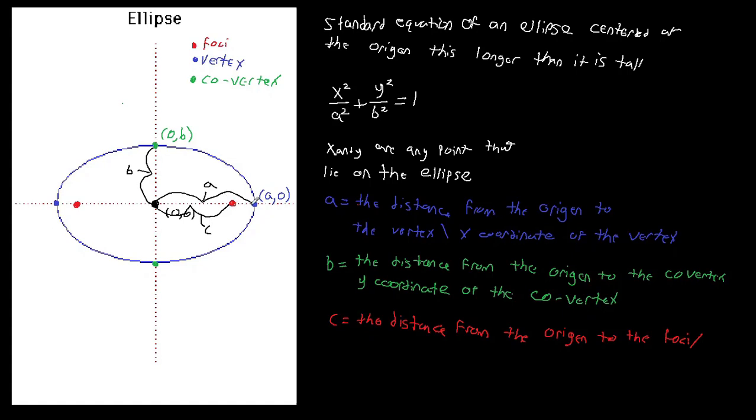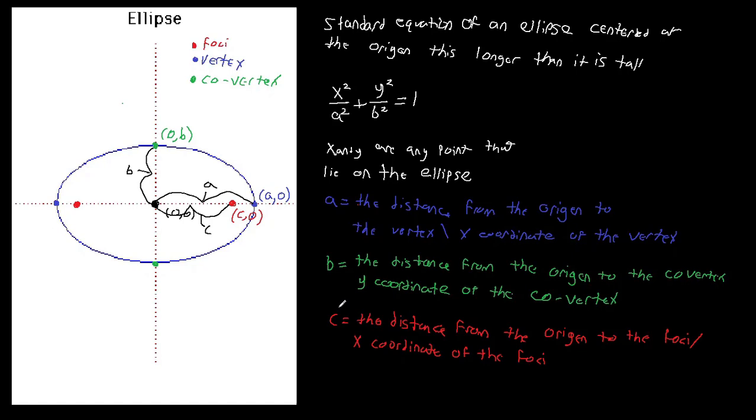Just like with the vertex, foci have to be on the major axis, which for a horizontal ellipse means that they are going to be on the x-axis. So the coordinates of the foci are C, comma 0, which means that C is also the x-coordinate of the foci. All right, so we have an A, we have B, and we have C.